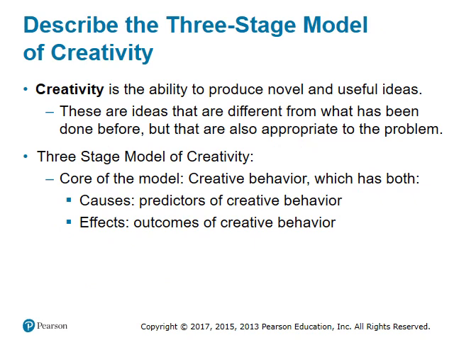In this last slide for Chapter 6, we are briefly going to look at creativity. Creativity is the ability to produce novel and useful ideas. These are the ideas that are different from what has been done before, but that are also appropriate to the problem. At the core of the three-stage model of creativity is creative behavior. And really all I want you to know about this model is this core, and that it contains both causes and effects. Causes are predictors of creative behavior, and effects are the outcomes of creative behavior.